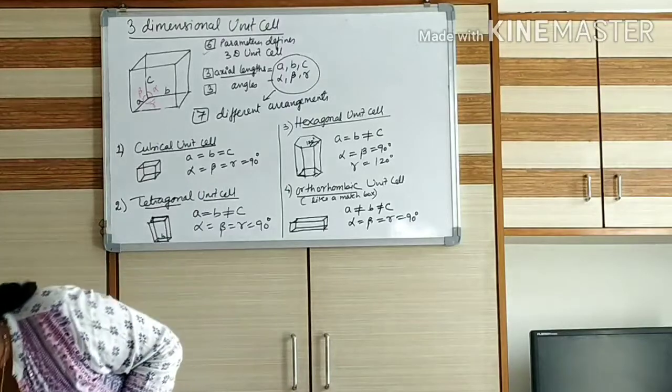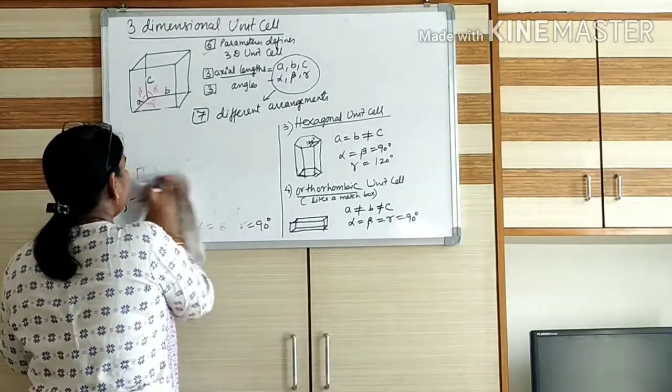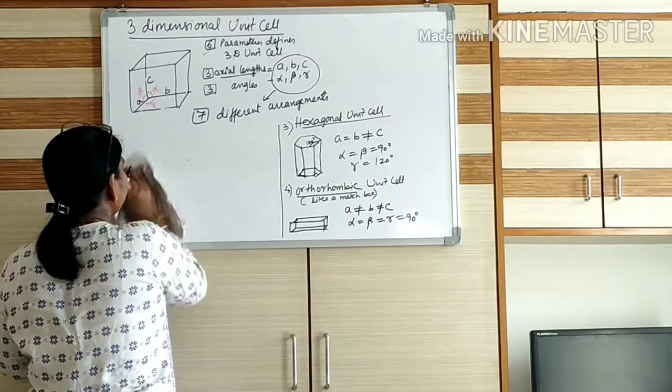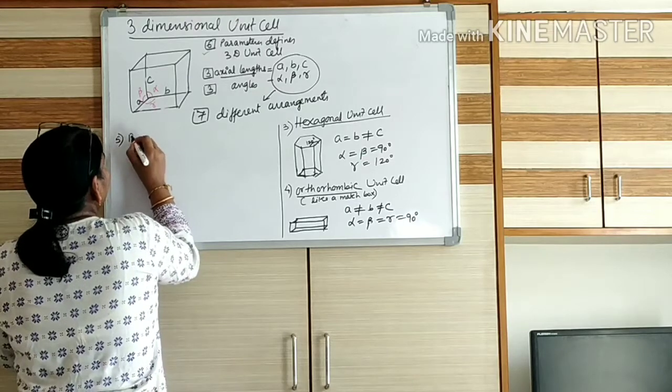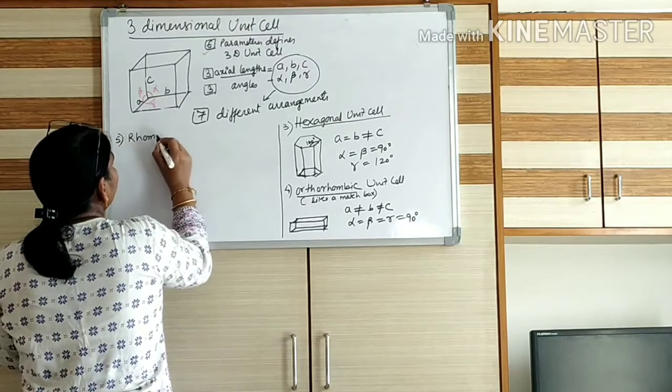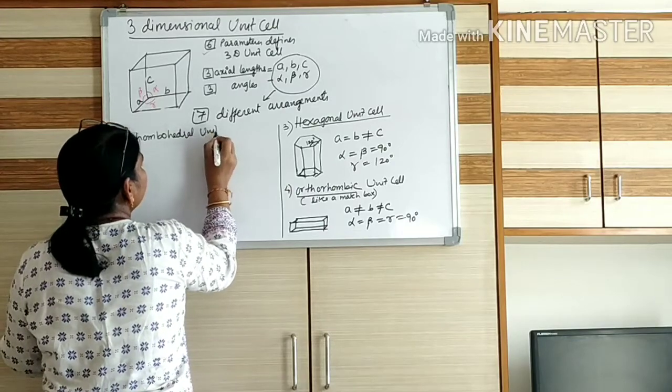Now we are coming to the fifth arrangement, that is the rhombohedral unit cell.